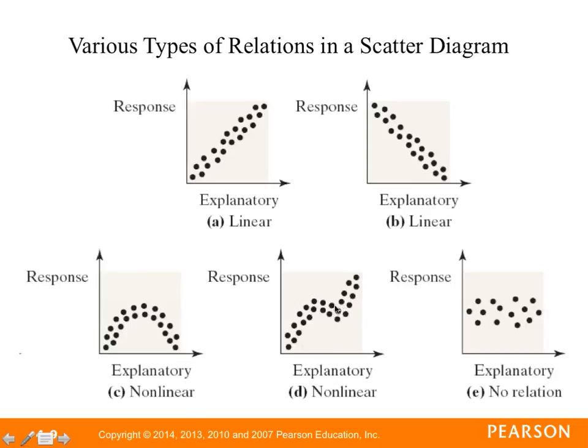This pretty clearly has some kind of relationship. It looks cubic, but it's not linear, okay? So you can say that there is a relation, but not a linear one. And then if you look over here, all of these points appear to be kind of random, okay? That indicates that there is actually no relation, okay? So we can have a linear relation, we can have a nonlinear relation, or we can have no relation at all.